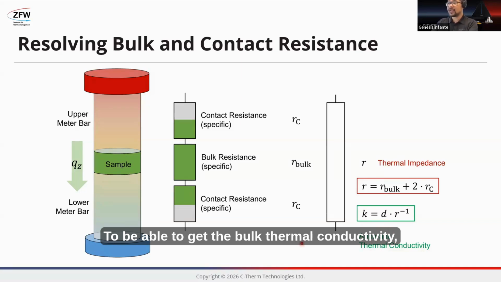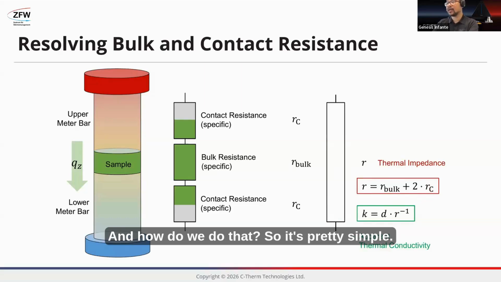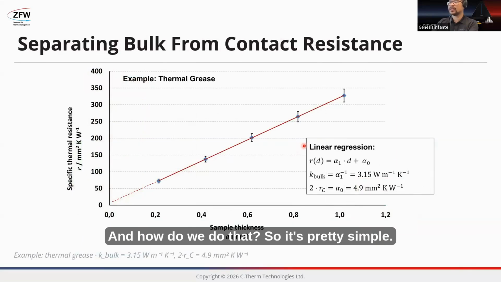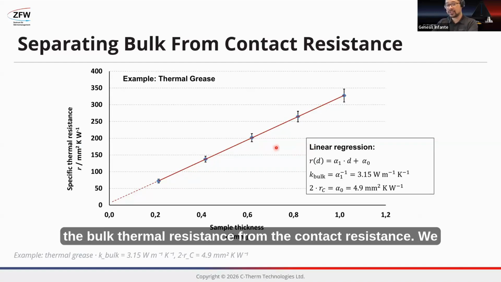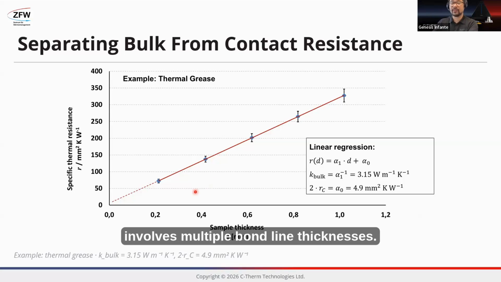To be able to get the bulk thermal conductivity, we will need to measure the bulk resistance and remove the contact resistance effect on the measurements. And how do we do that? It's pretty simple, really. It's pretty straightforward. To distinguish the bulk thermal resistance from the contact resistance, we need to perform a bunch of measurements that involve multiple bond line thicknesses.